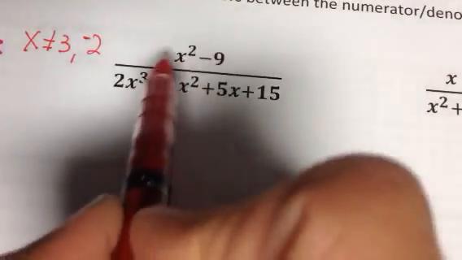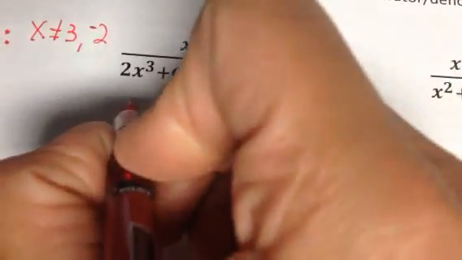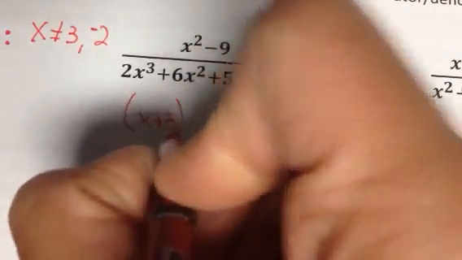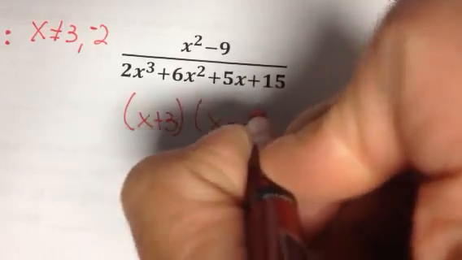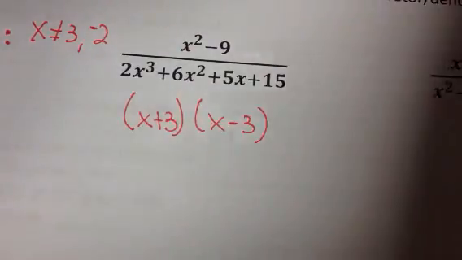We'll talk a little bit more about that in just a little bit. So I'm going to go to the top. Just a reminder, this is called the difference of squares. This turns into x plus 3 and x minus 3. I'm factoring the numerator. The bottom one, I am going to walk through this factoring.